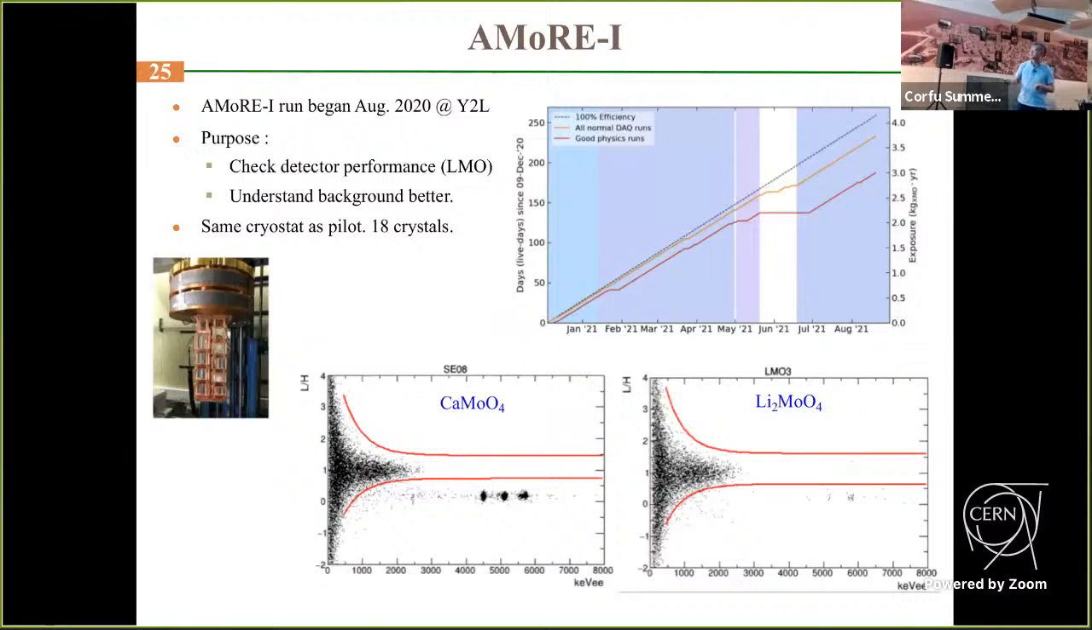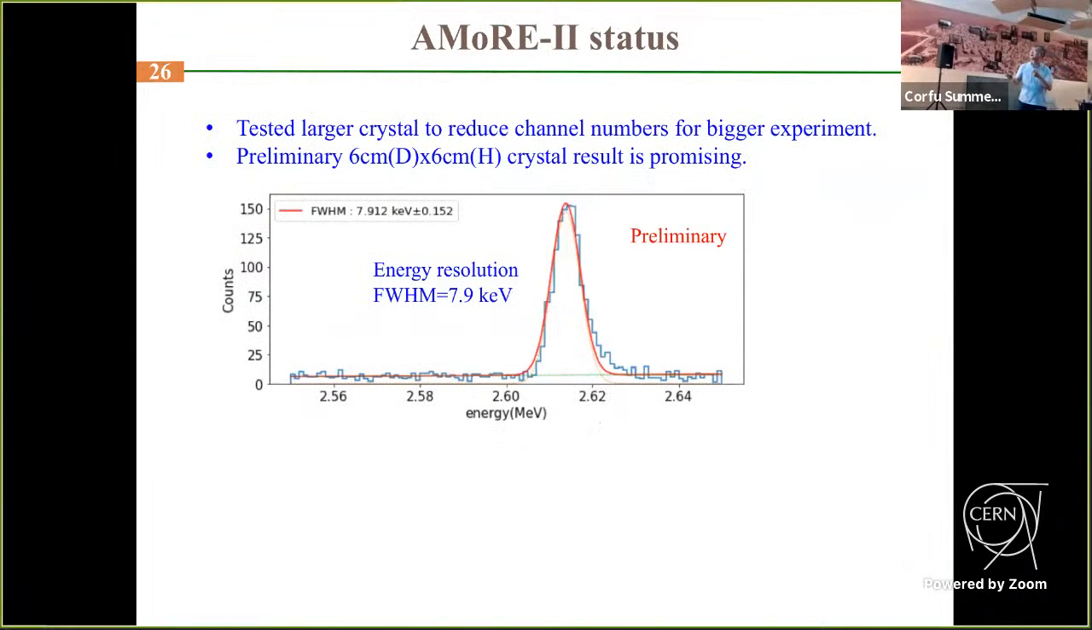AMoRE-I is now running, so we can separate the alpha background. Current CUORE experiment cannot separate these two particles, and at this Q value here, we can separate the alphas and the betas. Currently, more crystals are being tested. Good energy resolution was obtained with a larger signal. So we want to go to larger crystals to reduce the number of channels. This is something that's going on.